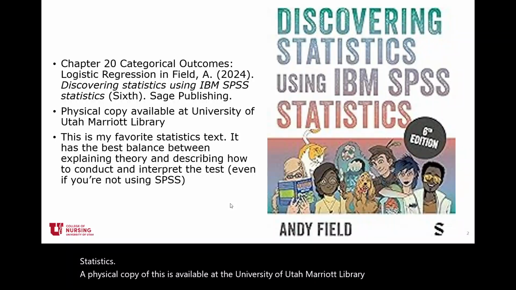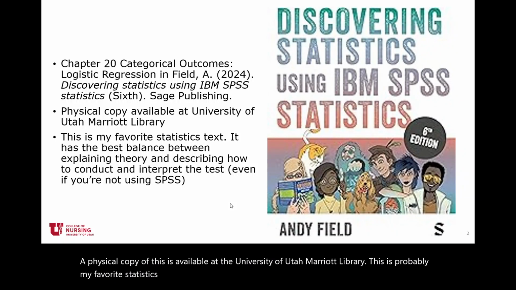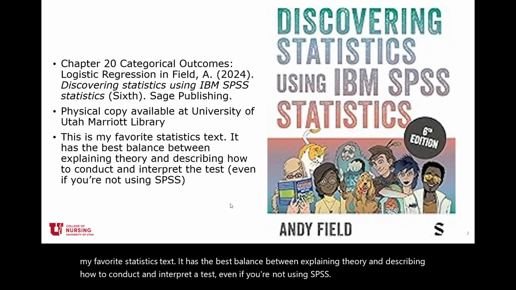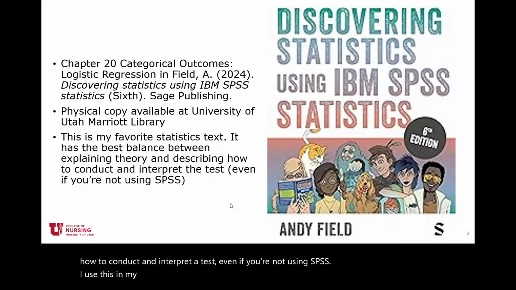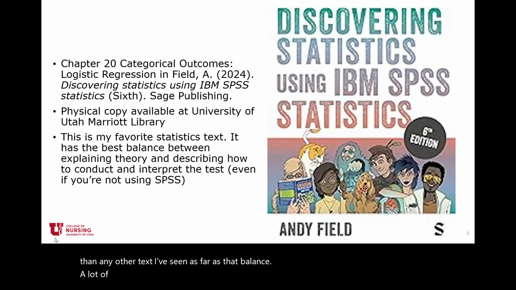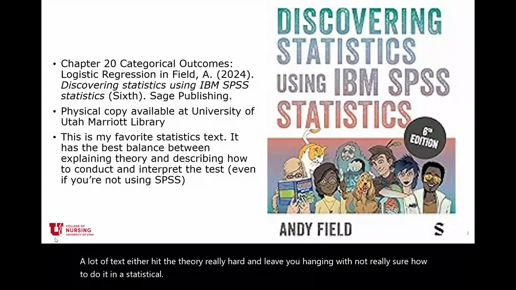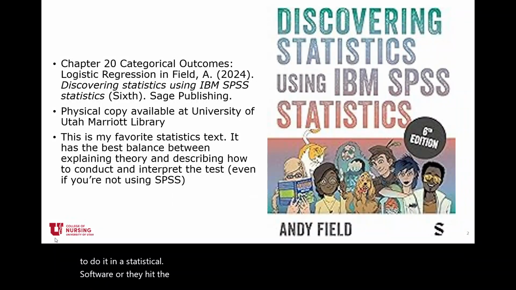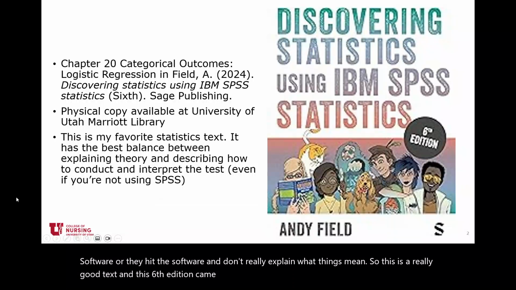This is probably my favorite statistics text. It has the best balance between explaining theory and describing how to conduct and interpret a test. Even if you're not using SPSS, I use this in my classes, because the explanations are better than any other text I've seen as far as that balance. A lot of texts either hit the theory really hard and leave you hanging with not really sure how to do it in a statistical software, or they hit the software and don't really explain what things mean. So this is a really good text, and this 6th edition came out in 2024, I believe.